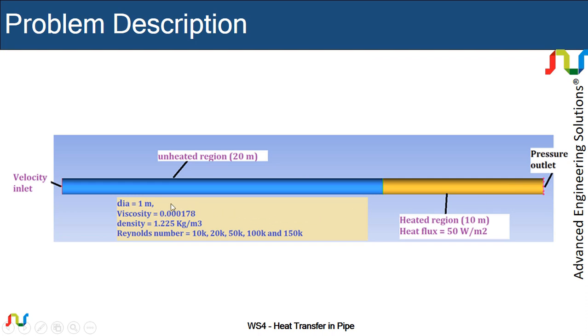So for the problem description, the geometry we have used is basically devised by ourselves, and there are two parts to the geometry. The first part is the unheated region. It's 20 meters long, and the diameter of the pipe is equal to 1 meter. So the length to diameter ratio is equal to 20, and this much is enough to create the fully developed flow.